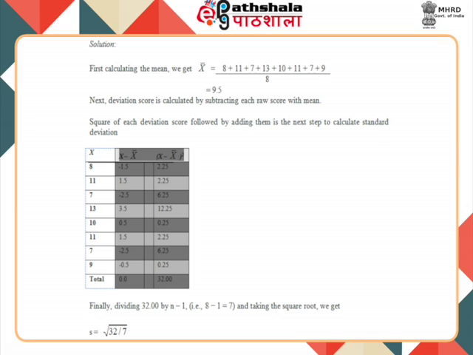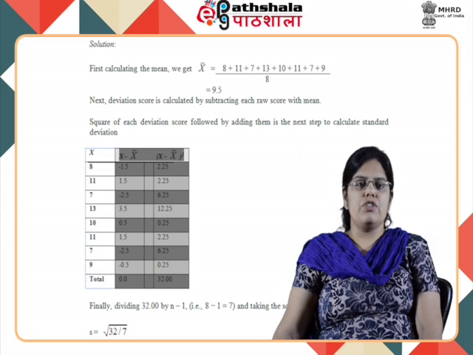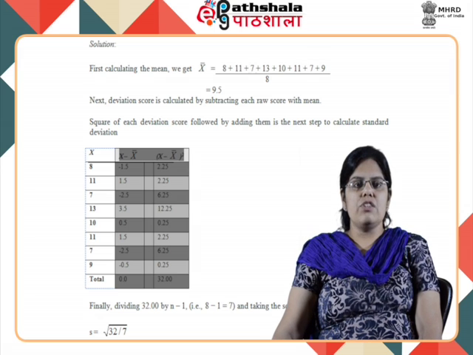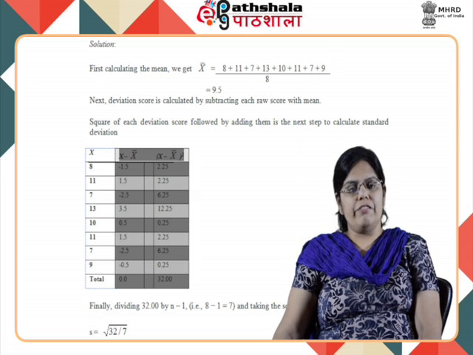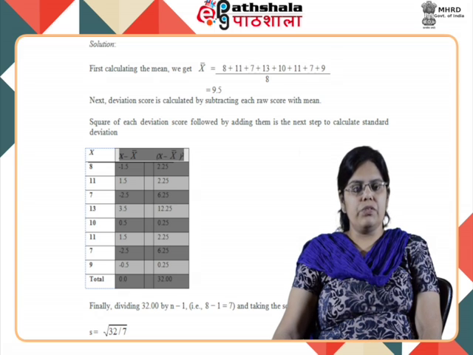The mean becomes 9.5. Next, the deviation score is calculated by subtracting the mean from each raw score, which is depicted in the second column of the given table. In the third column, the square of each deviation score is taken, which is followed by adding them in the next step to calculate the standard deviation. As you can see, the deviation score sum comes to 0. This is the reason why we square the deviation scores. The value becomes 32, as can be seen in column 3.